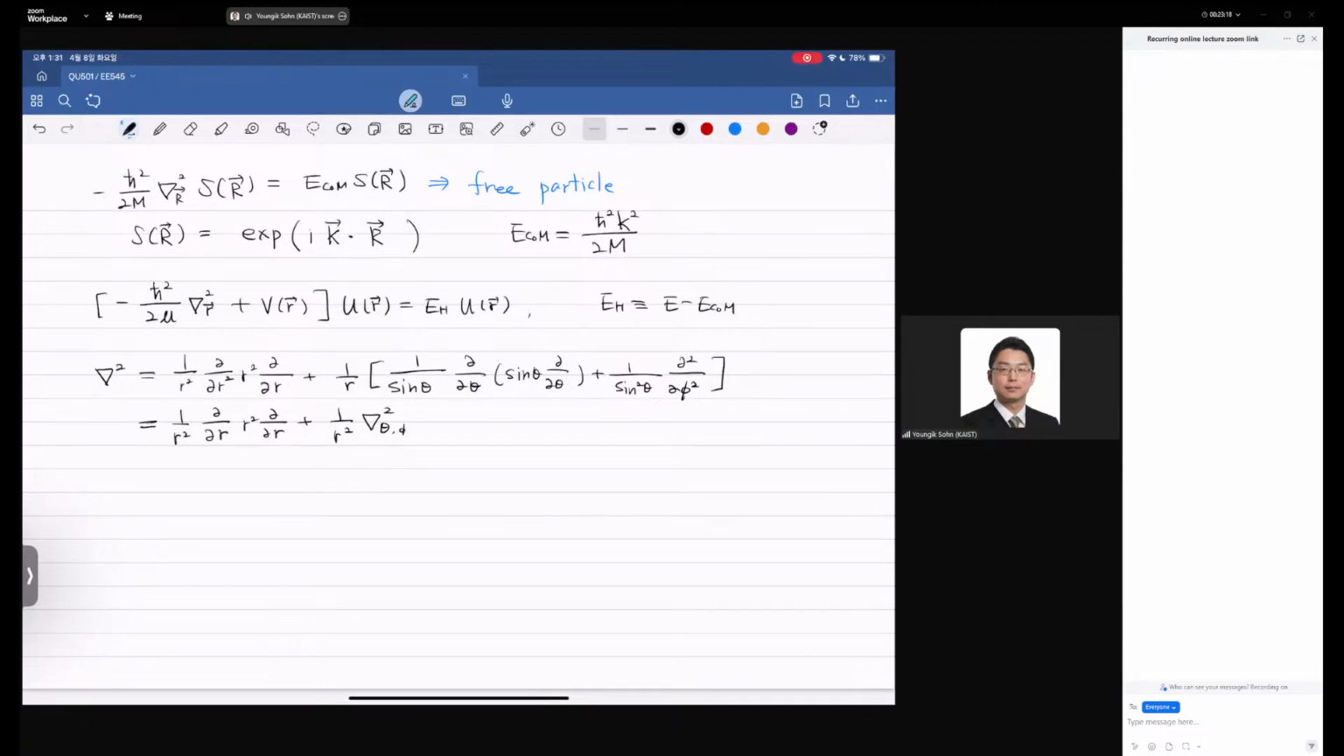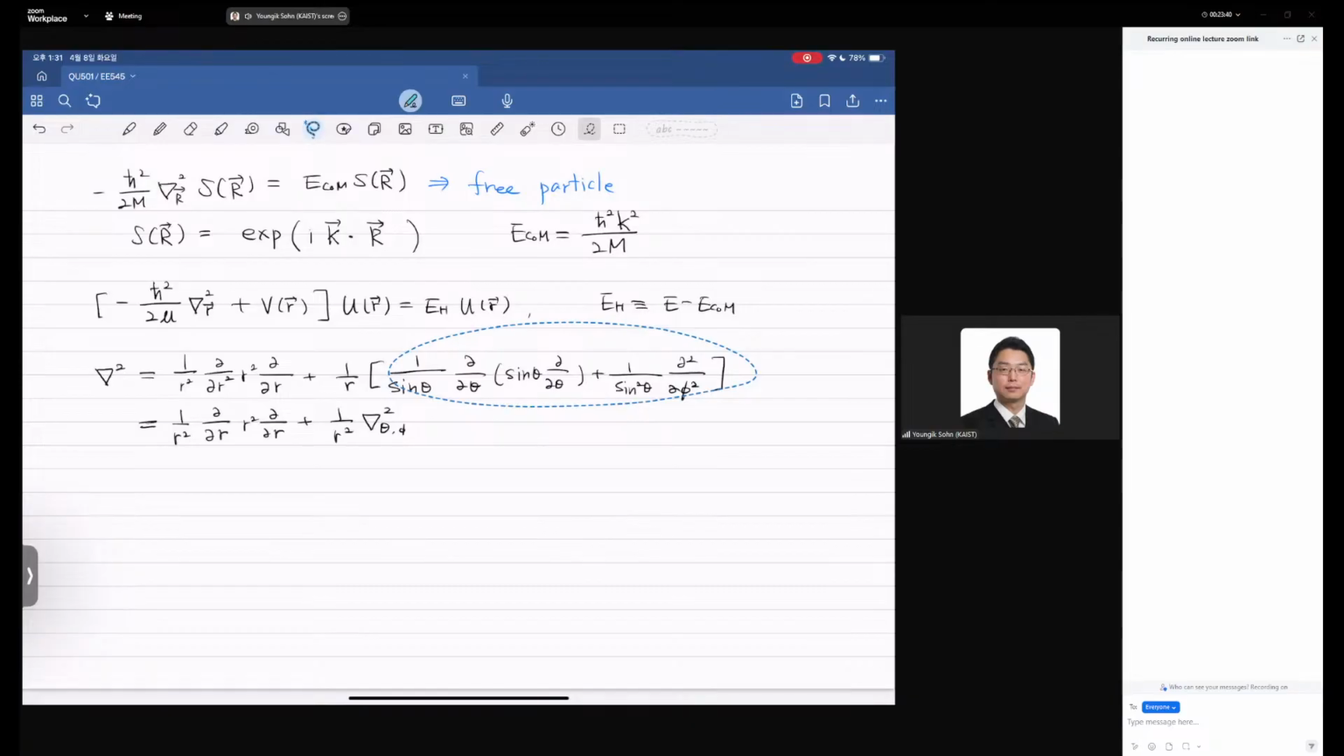So here what I've done is the angle part, right? Azimuthal angle and polar angle. These two, theta and phi, I put into a simple form, all right? Laplacian for only those two variables.